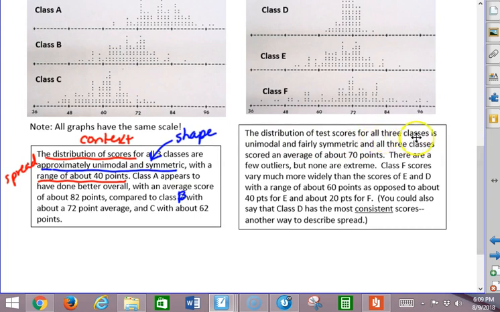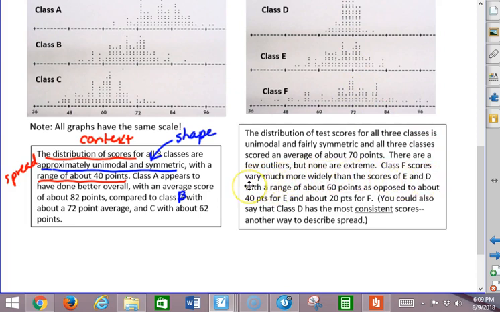Context for all three classes. All right, there's my context: unimodal and fairly symmetric shape. Notice they're not completely symmetric, but I could say fairly unimodal. And all three classes scored an average of about 70 points, not exactly, but about. Class F scores vary much more widely than the scores of E and D.